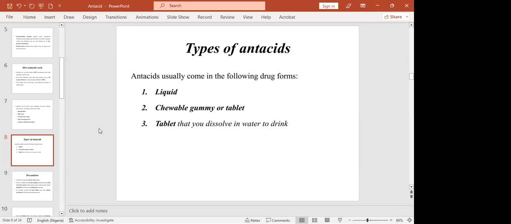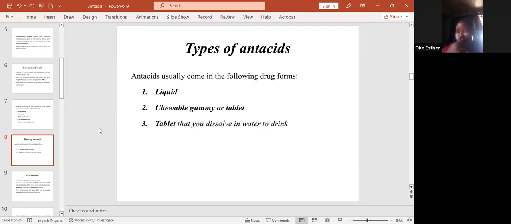Thank you very much. Then there are some types that are chewable, like the way you can chew gum. They are gummy, they are tablet-like. So there are those types. And there are those that are tablets that you just place in your mouth and it will dissolve in your mouth. Some chewable ones that are not like gum could be what? Tell me. Example of antacid that is chewable, that is not like gum. It's very common.